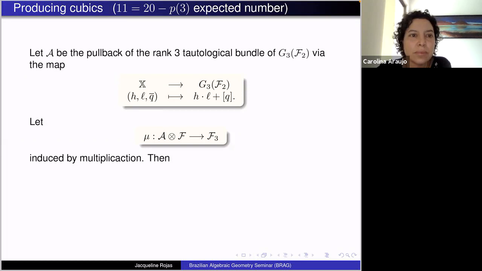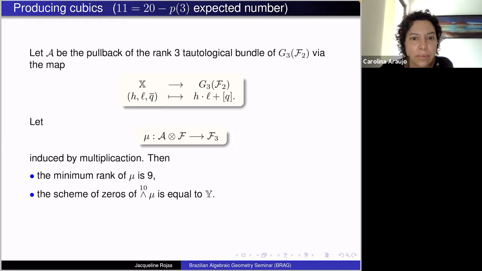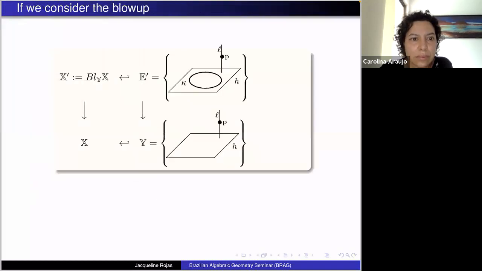Yes. And then you are going to take this quadric basically. You are going to multiply by the linear forms to produce cubics. And we check that in this situation this map has minimum rank 9, and the zero scheme of a lambda 10 is equal to Y. Y is the variety that I commented on before, where K becomes a multiple of H. This is the picture I like.